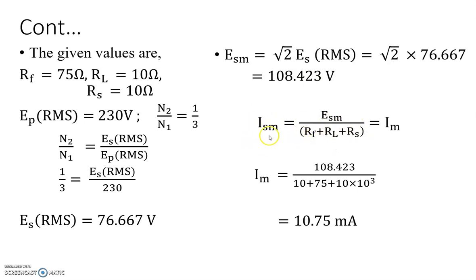You know the ESM and you know all the resistor values. You find the ISM, which is equal to IM. So IM is equal to 108.423 divided by (10 plus 75 plus 10) into 10 power 3. That is equal to 10.75 milliamperes. So Im is 10.75 milliamperes.